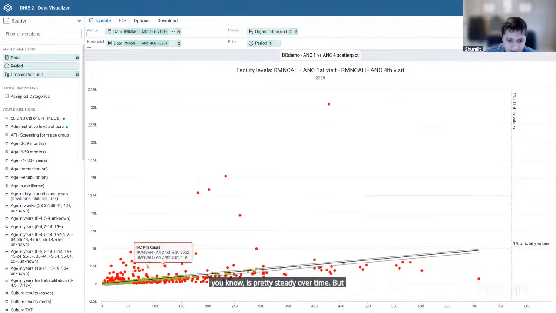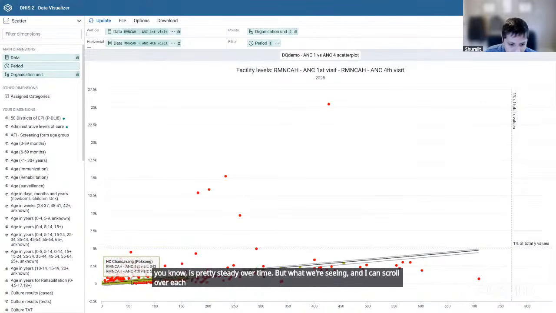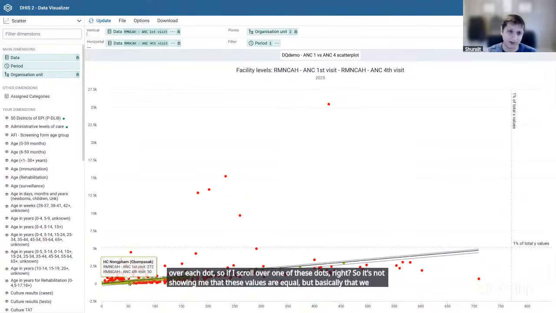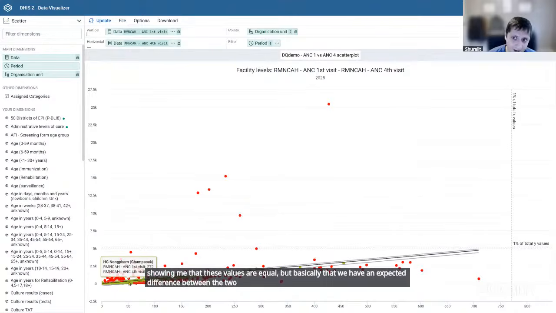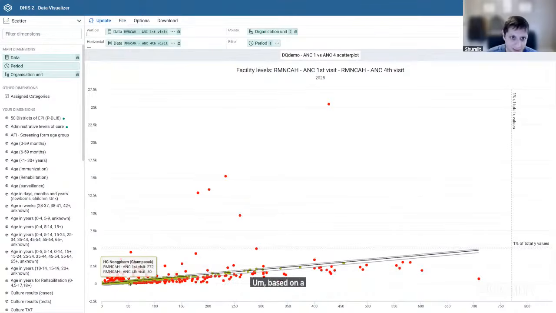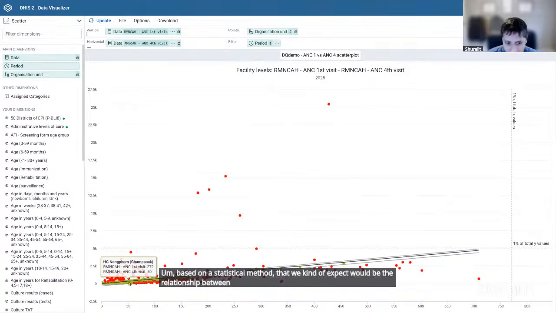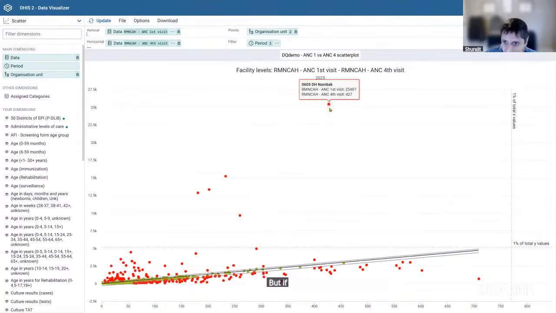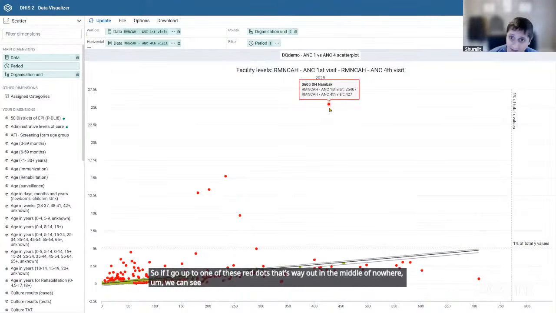But what we're seeing, and I can scroll over each dot. If I scroll over one of these dots, it's not showing me that these values are equal, but basically that we have an expected difference between the two based on a statistical method that we expect would be the relationship between these two variables. But if it significantly exceeds that, so if I go up to one of these red dots that's way out in the middle of nowhere, we can see why it's highlighted, right?